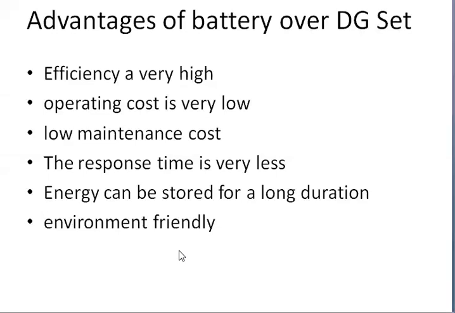When comparing these two, the efficiency of the battery is very high when compared to the diesel generator set, the operation cost is very low, it has very low maintenance cost, and the response time is very less. That means in a small amount of time we get more output when compared to the DG set. Energy can be stored for a long duration, and it is environmentally friendly. The DG set produces more pollution, but the battery will not produce any pollution, so it is environment friendly.